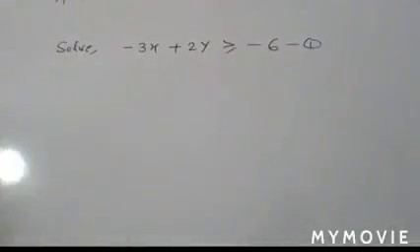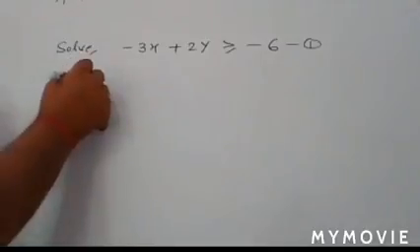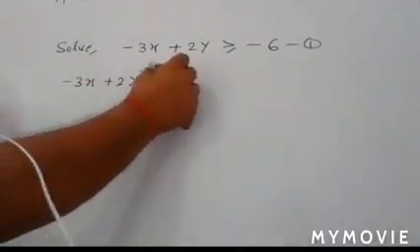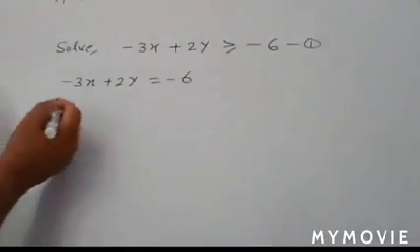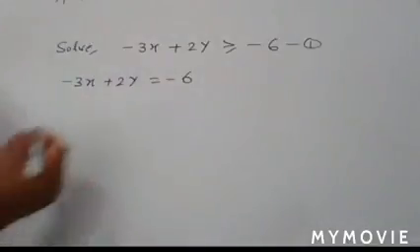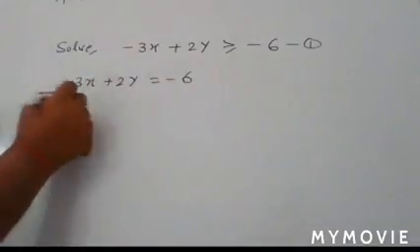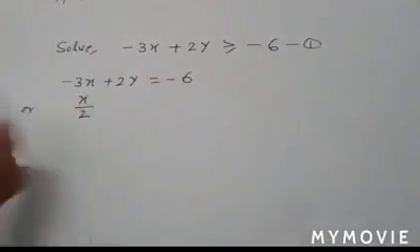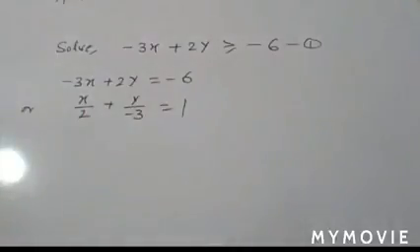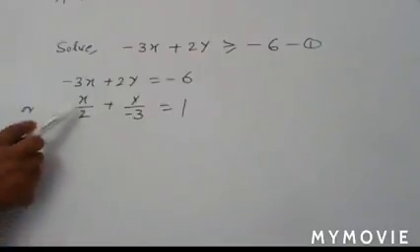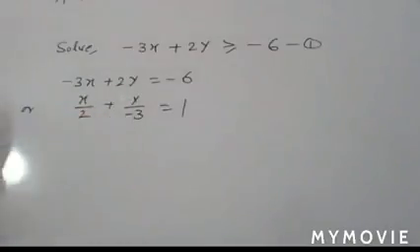So what do you do? Here you have an inequality. Now you can write it as an equation: minus 3x plus 2y is equal to minus 6. You have to make the right side 1, so you divide each term by minus 6. Then you have x upon 2 plus y upon minus 3 is equal to 1. This shows that the line intersects the x-axis at 2 and the y-axis at minus 3.